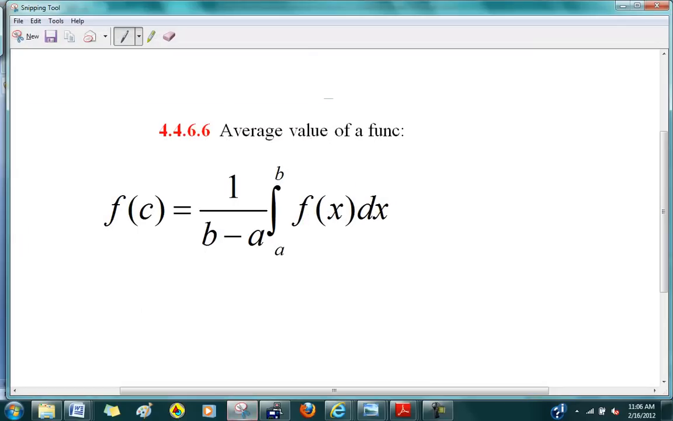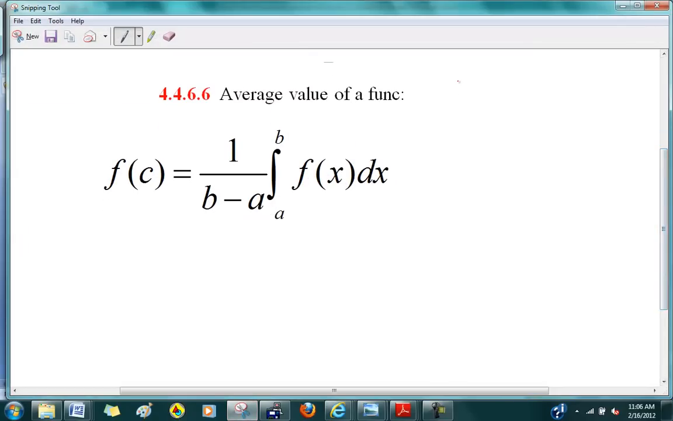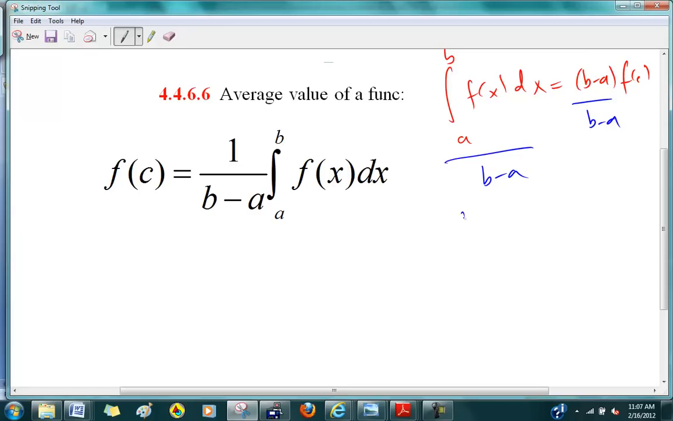Okay, so quickly let me review what that means. Remember, the mean value theorem we agreed was something like the integral of f(x) dx, from a to b, is equal to (b minus a) times f of c. So the average value is just defined by dividing both sides by b minus a. And then you get f of c is equal to 1 over (b minus a), integral of f(x) dx, from a to b. So really it's nothing new, it's the average.